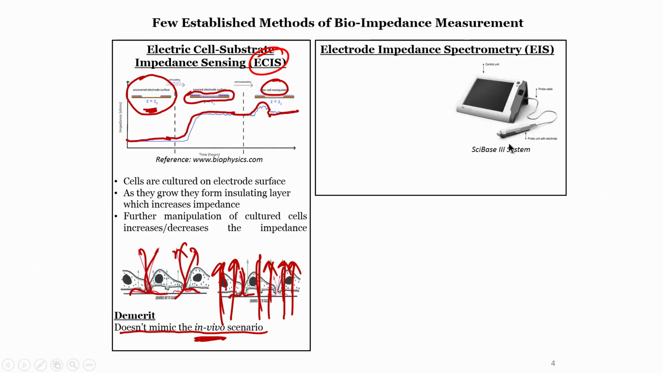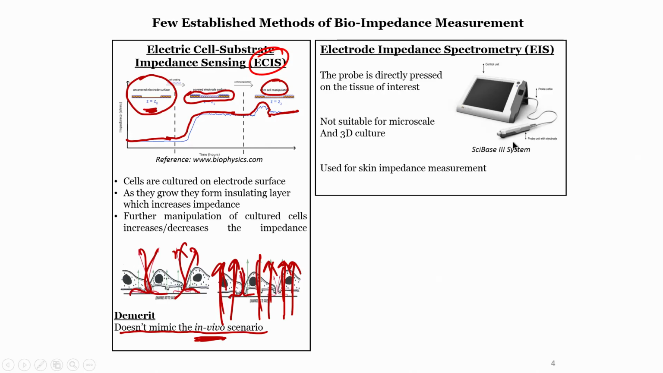Then the next one is electrode impedance spectroscopy. This is basically like an impedance probe which you attach directly to the tissue. Let us say I take a tissue piece and put the probe on top of the piece and measure the impedance. So we are not actually measuring across the tissue, but we are just touching it and measuring, let us say, the sheet impedance or the sheet resistivity or the surface impedance of the tissue.